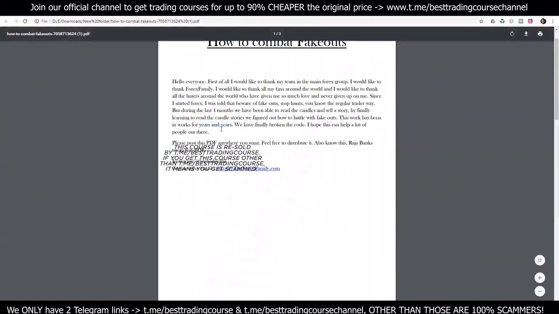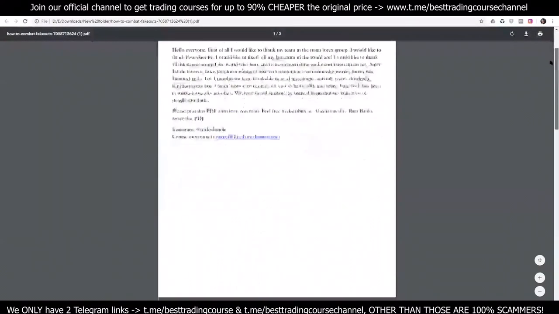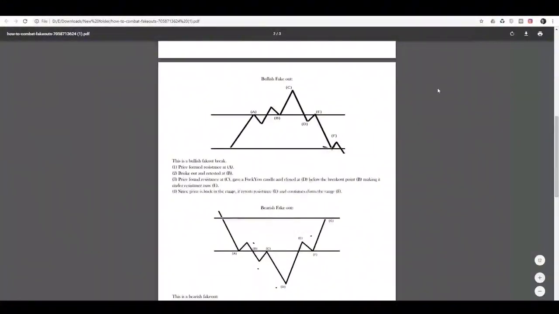That's just a joke, but I spent a lot of time looking at fake outs, seeing if they work or not, for 4 or 5 months, and then I wrote the PDF. I'm like, okay, this makes sense, so let's bring it out.